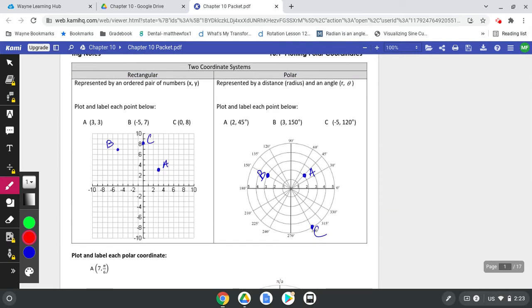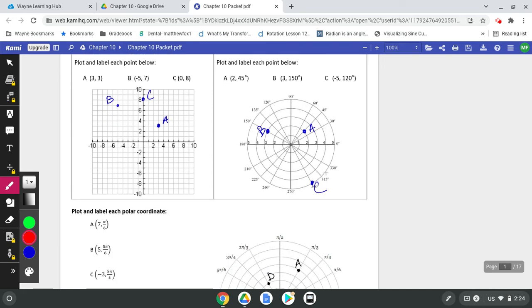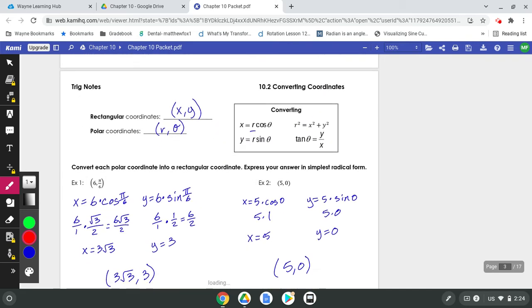So first off, graphing in coordinate form or in polar coordinates. Remember, in rectangular coordinates, there's an x and a y. In polar coordinates, there's an r and a theta. R represents how far from the origin. Theta represents the angle formed. So that was the first thing we talked about.